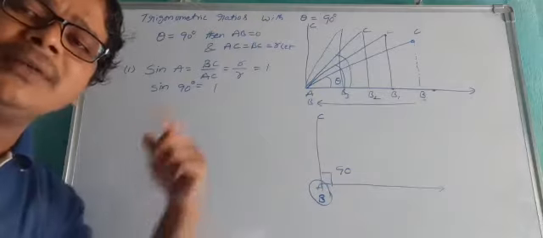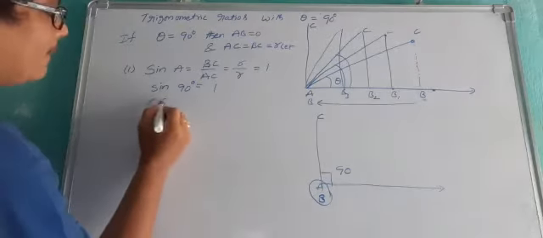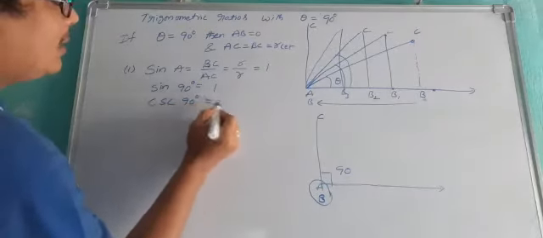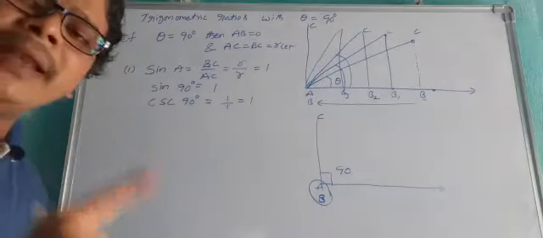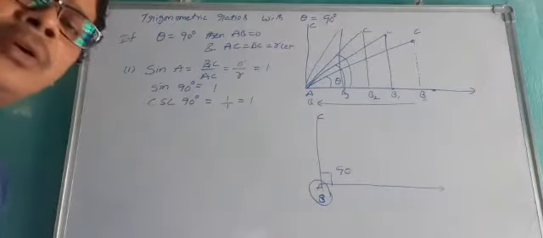What is the reciprocal of sine 90? That is cosecant 90. Cosecant 90 equals the reciprocal of 1, 1 by 1, which is also 1. That means sine 90 is 1 and cosecant 90 is also 1.